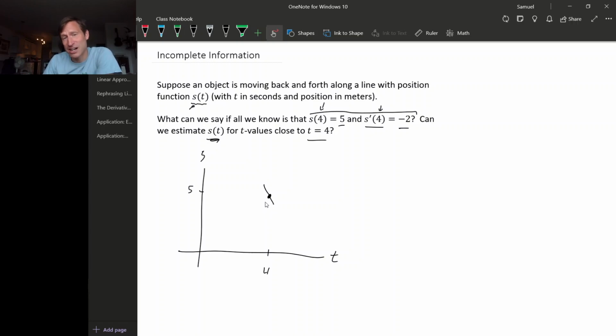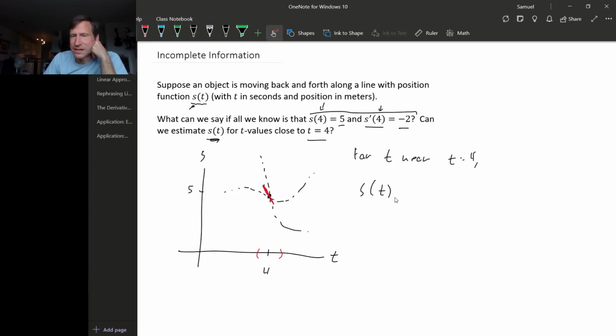Now we don't know what the function actually looks like for other t values. So maybe it curves like this, or maybe it comes from here and then goes that way. I mean, we have no idea really. But you can see that as long as we stick to t values near 4, the graph has to follow this general trend that would produce a tangent line whose slope is minus 2. So what we can do is, for t values near 4, we can just estimate that this function is approximately the tangent line at 4.